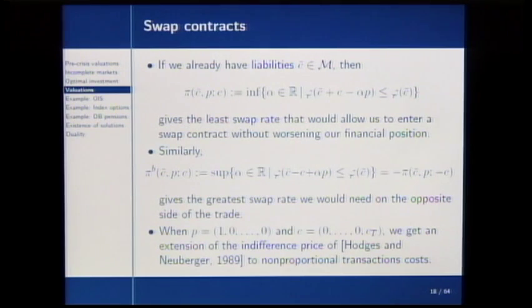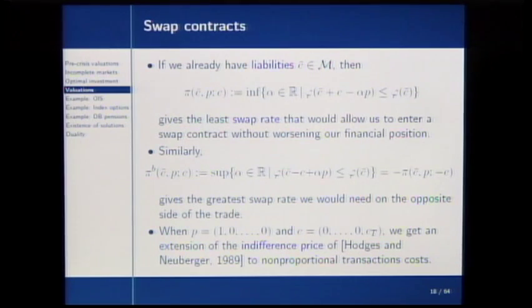This is how happy the agent would be after entering the contract, and this is how happy he would be before, without entering it. Of course, it doesn't make sense for the agent to enter it unless this inequality is satisfied. He only enters if it makes him happier. Then you look for the least payment that he would be happy to accept, and that's the indifference swap rate.